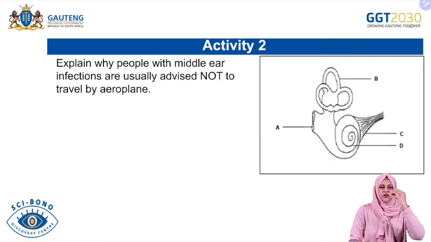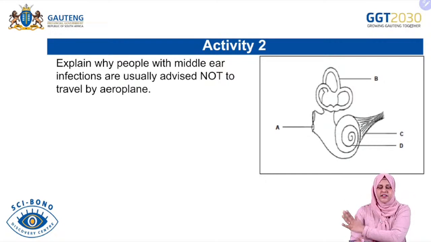So life sciences is logical. You will look at the part, the function, and what it does. So if something happens to it, it cannot perform its function, and it will have a negative effect on whichever part we are speaking about. So let's look at this. The middle ear, right? We are speaking now about the middle ear, and remember the middle ear is air-filled. So why are people who have middle ear infections not advised to travel by aeroplane?